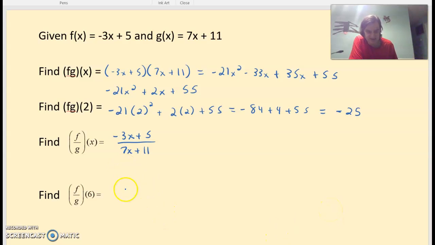And we're going to plug in 6 to get a calculation, just a random number. So when I plug 6 in, let's see, I get negative 18 plus 5, which is negative 13, over 42 plus 11, which would be 53. There's no simplifying that. 13 is prime.